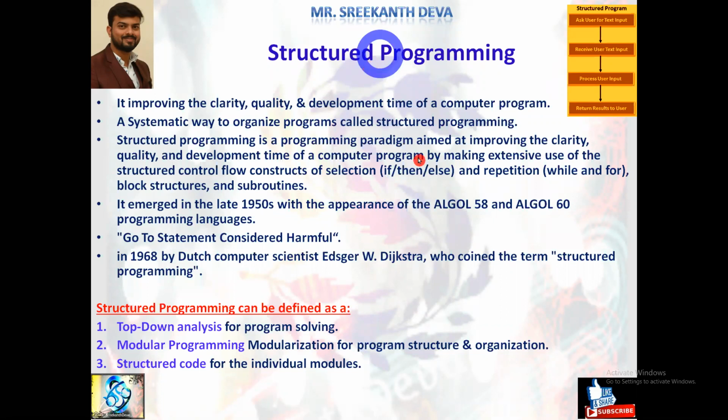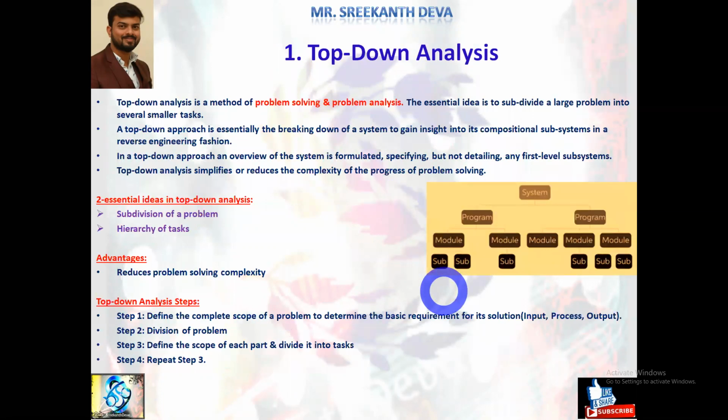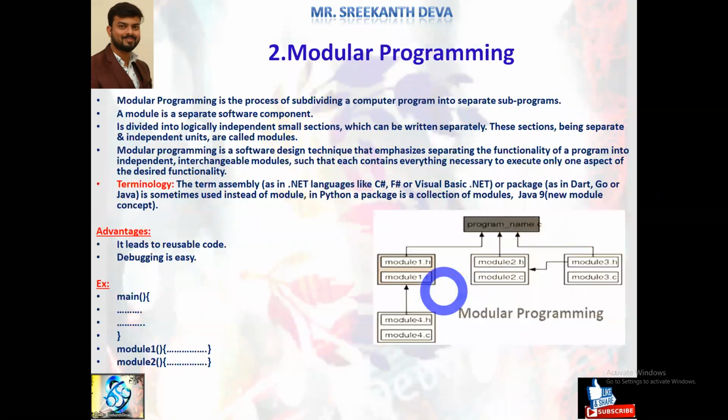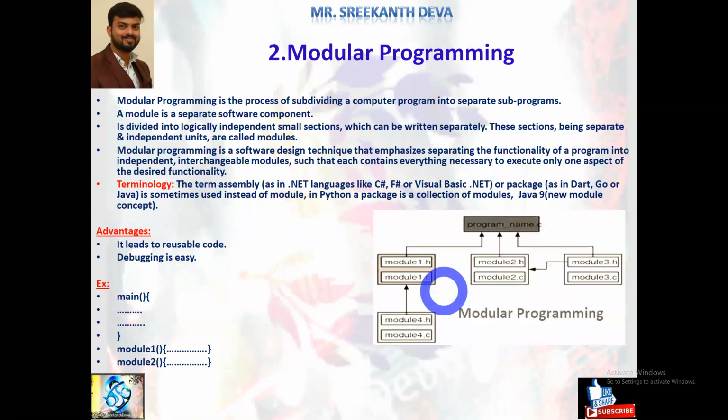In structured programming, how can we achieve it? Through top-down analysis, modular programming, and structured code. It consists of control structures, subroutines, and blocks instead of depending completely on go to statements. Okay, so this is about top-down analysis. With top-down analysis, problem solving and problem analysis are simplified. Modular programming completely divides the modules independently. There is no dependency.